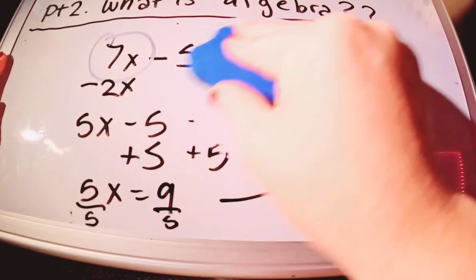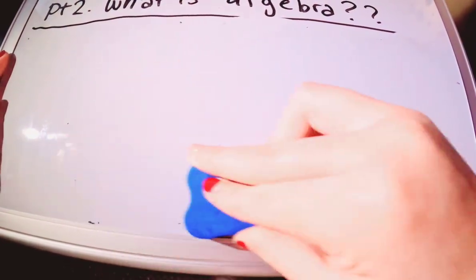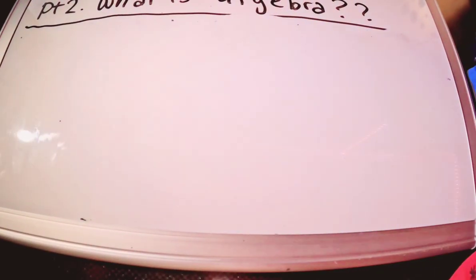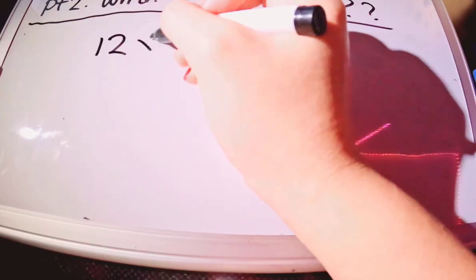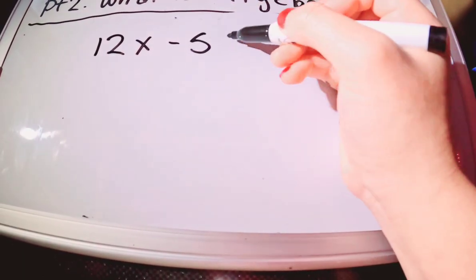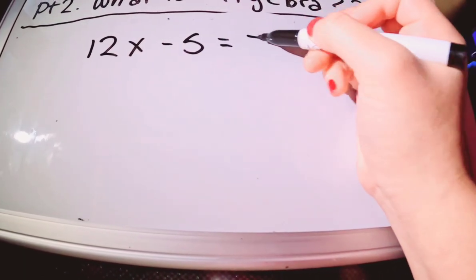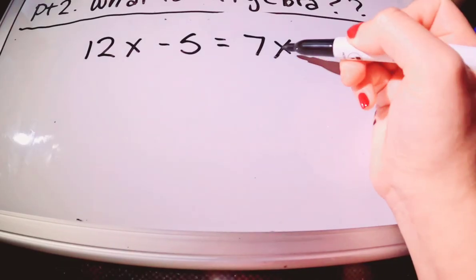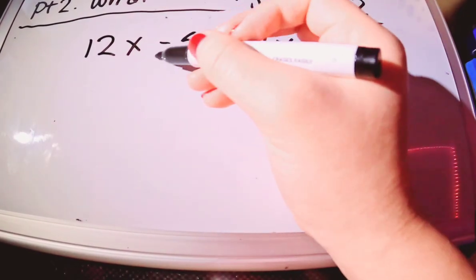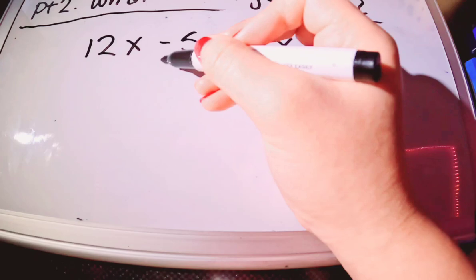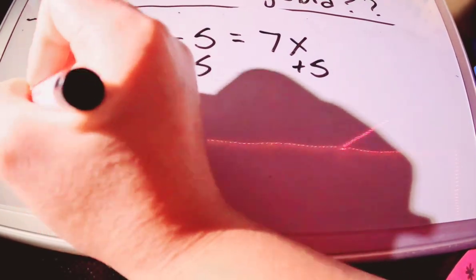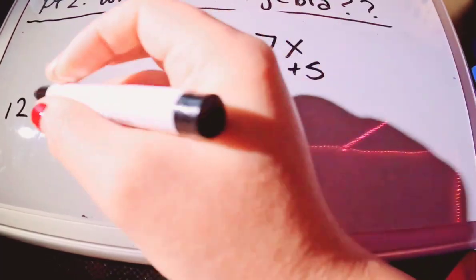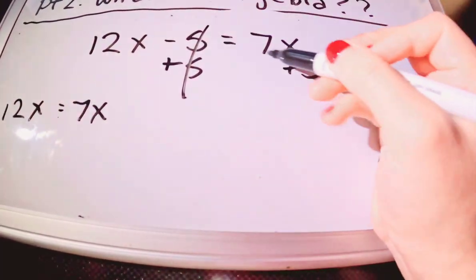We can do one more example, just for the sake of more practice. So if we had 12x minus 5 equals 7x, we can bring the 5 over here first. So we would end up with 12x. The 5 here cancels out, and that's equal to 7x right here plus 5.